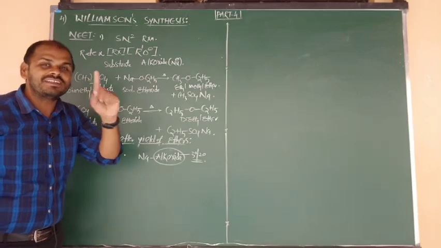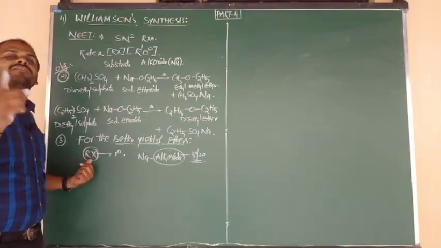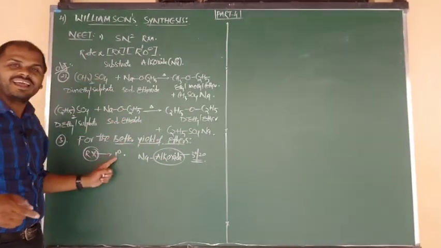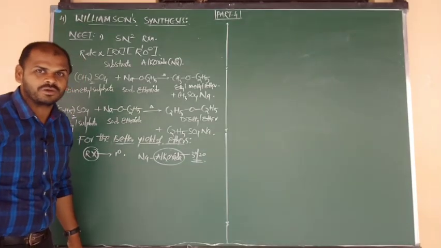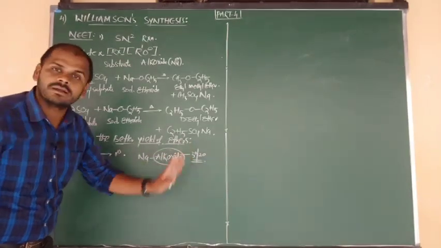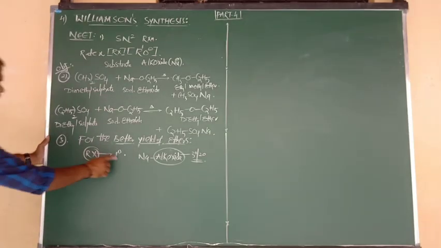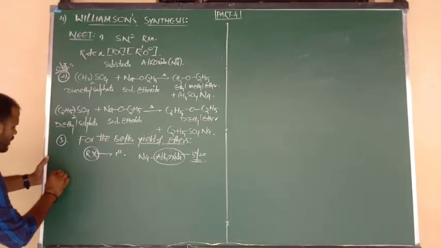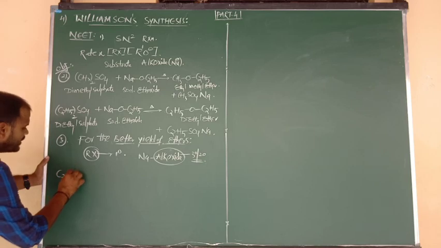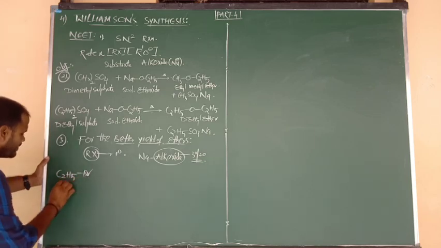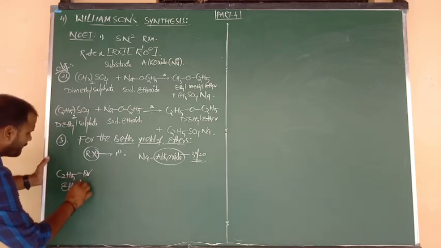That's why I have given the order: reactivity order of alkyl halide in Williamson. Which alkyl halide? Primary alkyl halide is more reactive. But the alkoxide ion may be secondary or tertiary. I am going to show you one example. The alkyl halide should be primary. I am going to write the example. C2H5 bonded to Br, which is ethyl bromide.